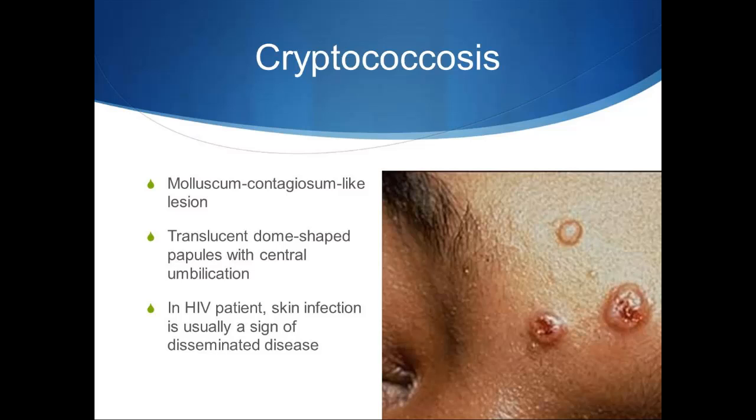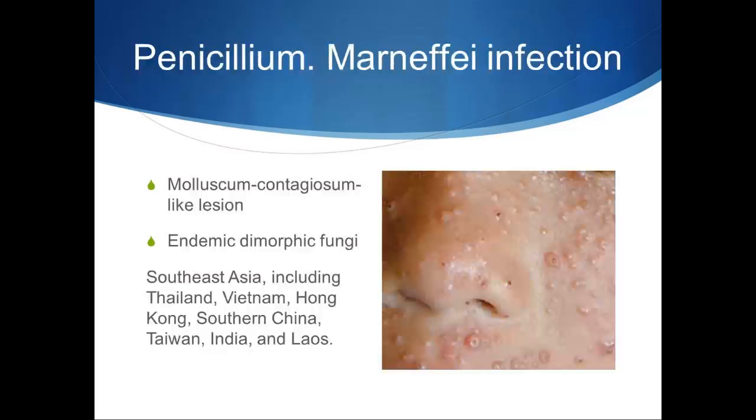Another molluscum contagiosum-like lesion is cryptococcosis. Usually when the CD4 is less than 50, if you see a molluscum contagiosum-like lesion, you should suspect a case of disseminated cryptococcosis. Also Penicillium marneffei infection, which is usually an endemic dimorphic fungus in Southeast Asia, can also cause molluscum contagiosum-like lesions in a patient with CD4 less than 50.